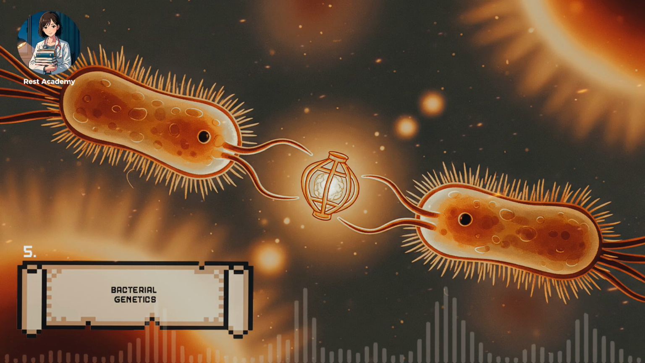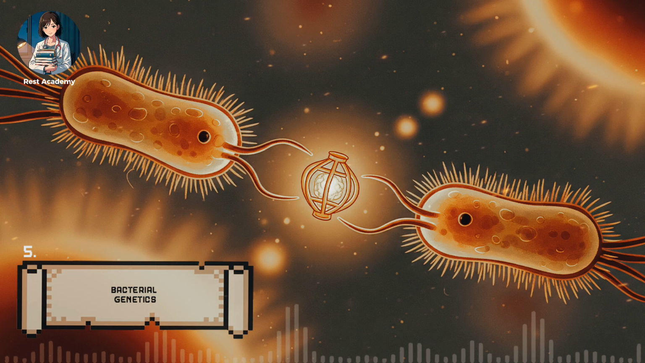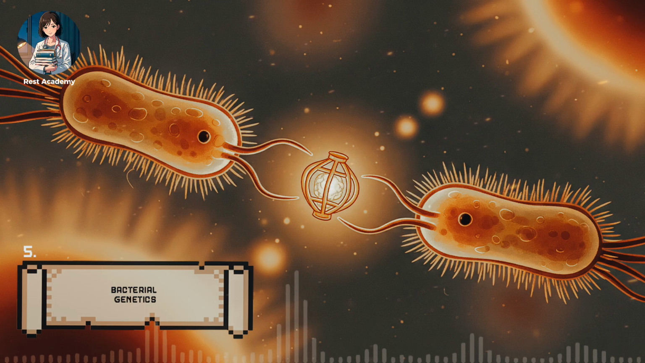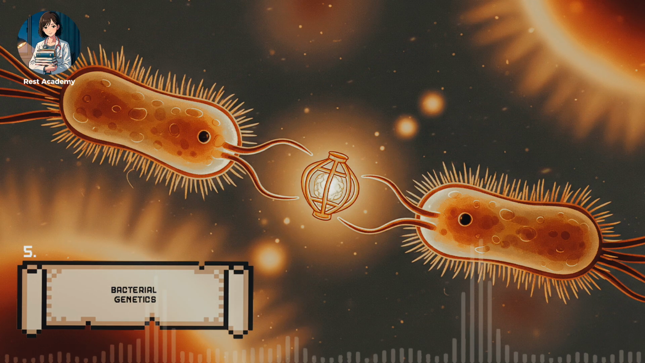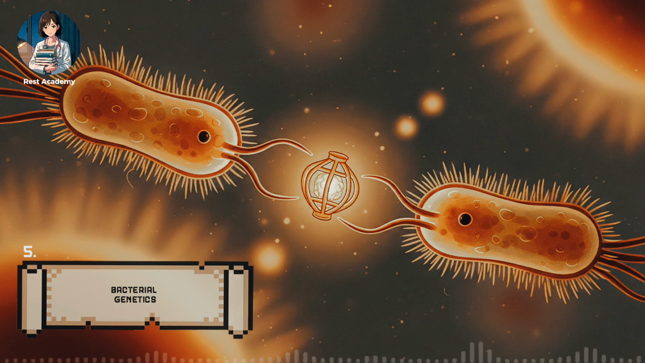Next is transduction, in which bacteriophages, viruses that infect bacteria, act as couriers. Two flavors matter. Generalized transduction occurs when a phage accidentally packages host DNA fragments during assembly and delivers them into the next bacterium it infects. Specialized transduction occurs when a temperate phage, integrated into the bacterial chromosome as a prophage, excises imprecisely, carrying adjacent host genes with it into new infections.